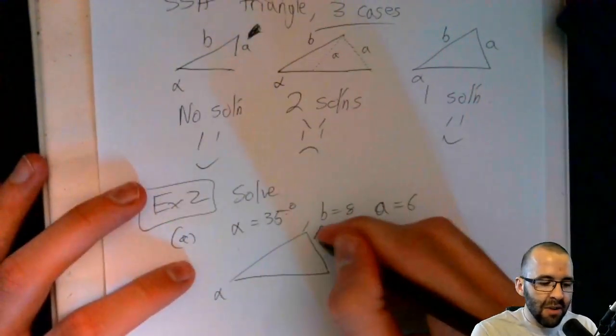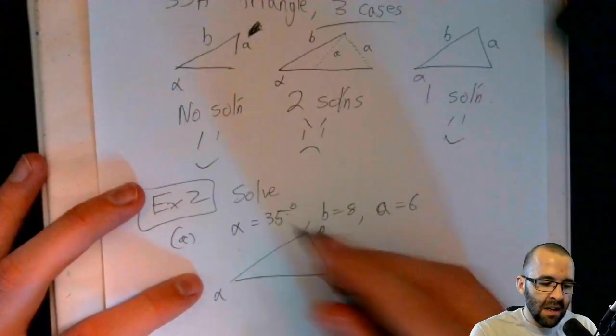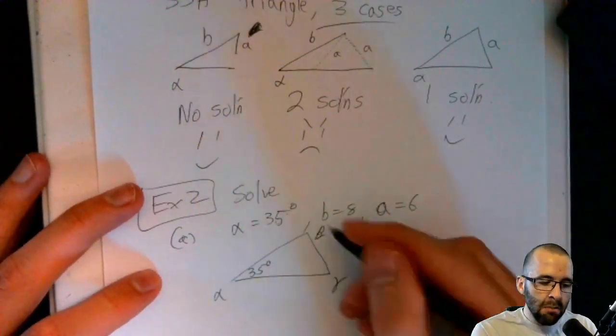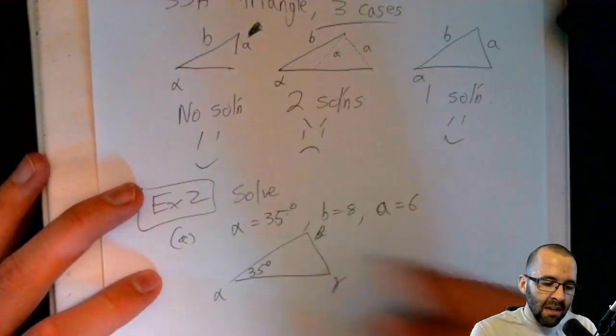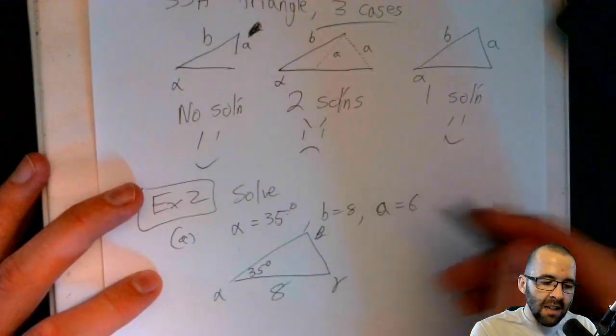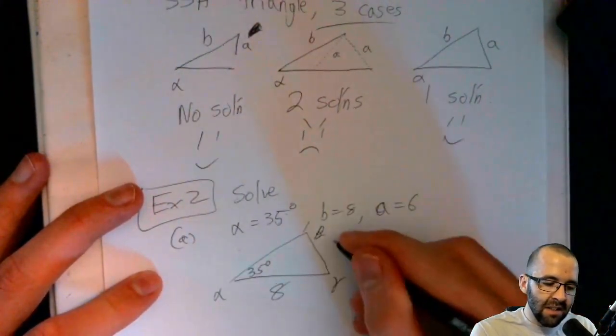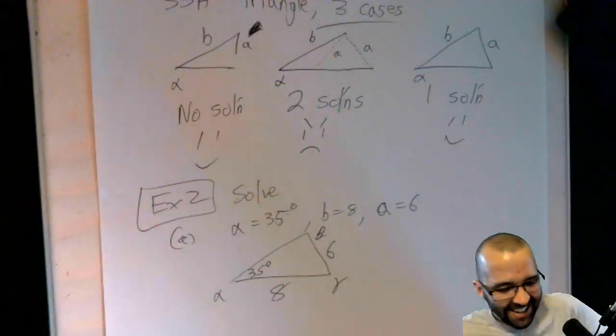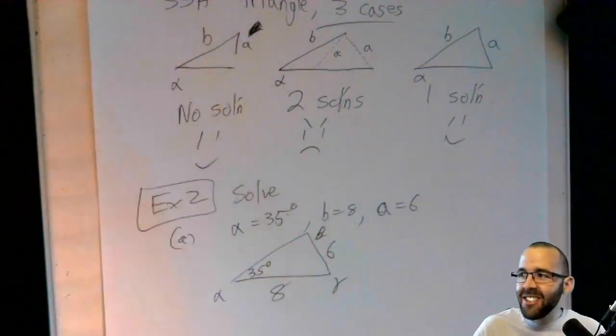And again, this will be alpha, beta, gamma. Alpha is 35 degrees, so fill that in. B is the side opposite beta, so that's going to be 8. A is the side opposite alpha, so that's going to be 6. Actually, the triangle looks pretty good so far. All right, so let's use the law of sines.